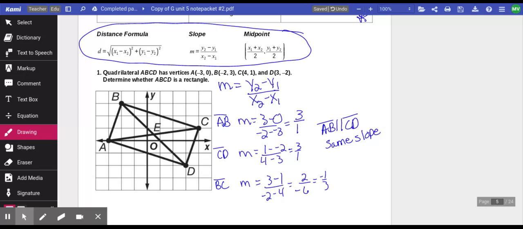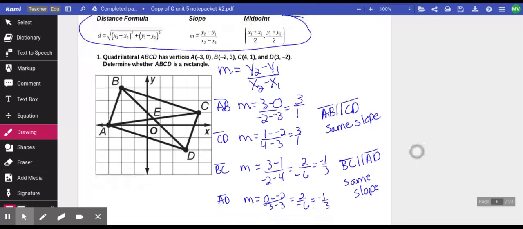Then I'm going to do the slope of AD. So again, that's m. For the slope of AD, I do 0 minus negative 2 over negative 3 minus 3, which is 2 over negative 6, or negative 1/3. So BC and AD are parallel. Same slope.